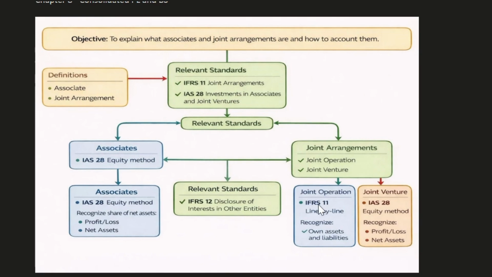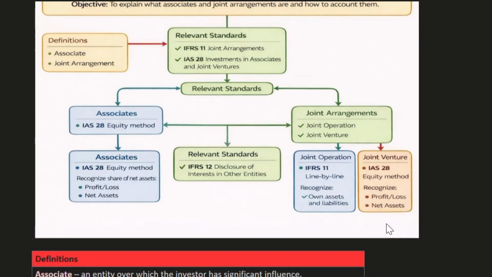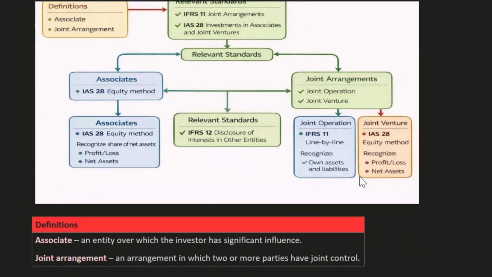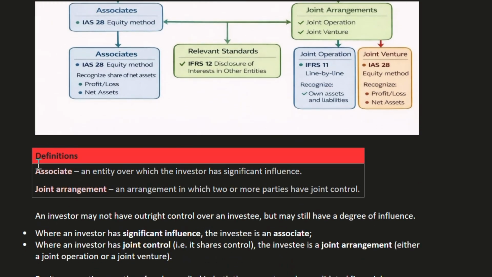So here the accounting treatment under joint operation is IFRS 11, line by line. Recognize own assets and liabilities as well as income and expenses on separate lines. And joint venture, IAS 28, equity method. Recognize profit and loss as we do in equity accounting, same as IAS 28 associate.